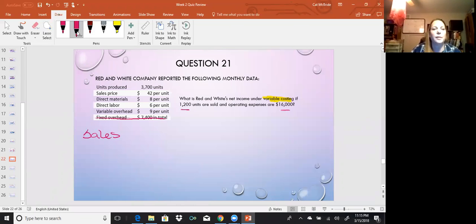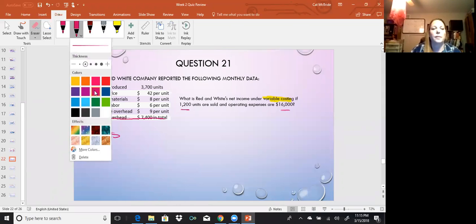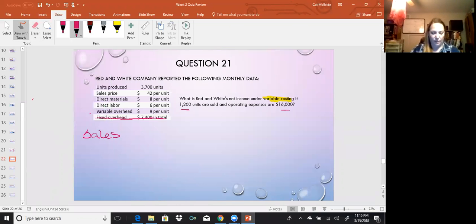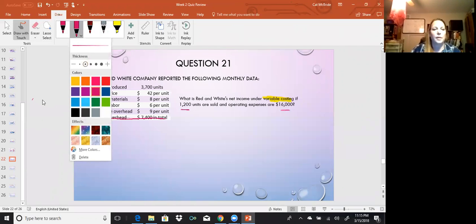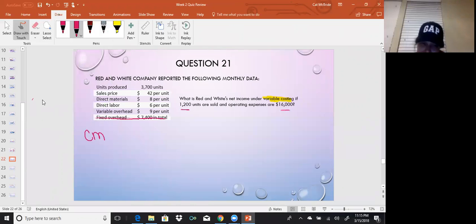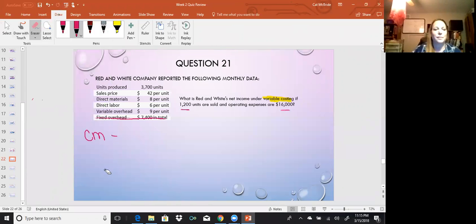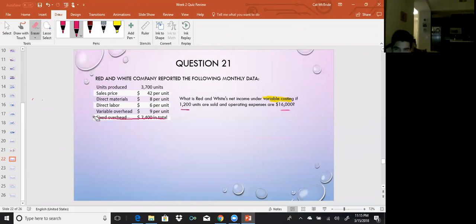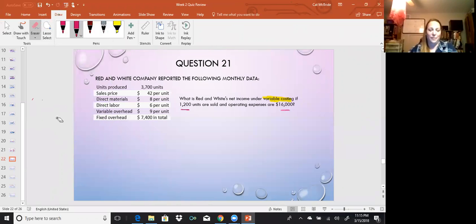Under variable costing, the easiest way to do this is to take our contribution margin, which we know. This is confusing. Okay, I'll do it the other way. I'm sorry. There's nothing wrong with saying this is confusing. I told you I was getting a headache when I started doing this. This is rough for me tonight.